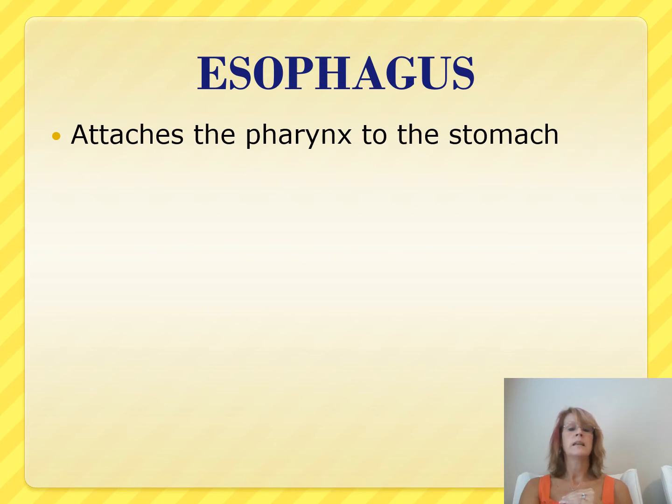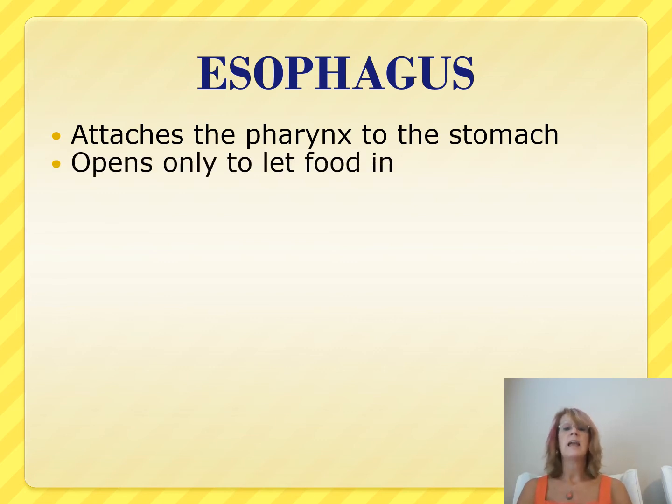Now, in the case of your esophagus, the esophagus attaches the pharynx to the stomach. And the esophagus is just basically a tube. A lot of people just call it the food tube. Our mouth is up here and our stomach is way down here, so we just have a tube that food passes through. And again, that tube is called your esophagus. And it only opens to let that food in.